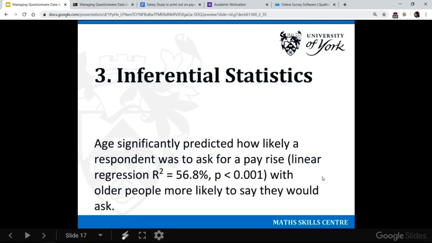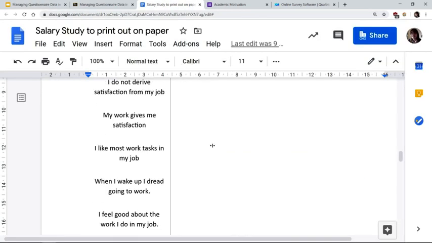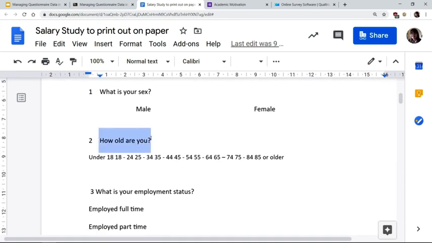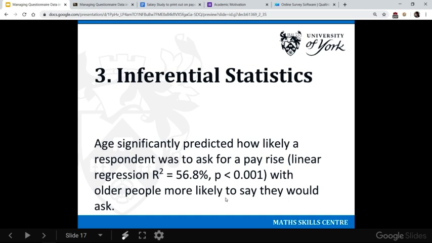But if we took that same question about how likely a respondent is to ask for a pay rise, along with the question about age. So I think at the top we asked them, here we go, we asked how old you are. We take those two measurements together and then we do a regression to see if age predicts the pay rise. And then we report it with a p-value there.